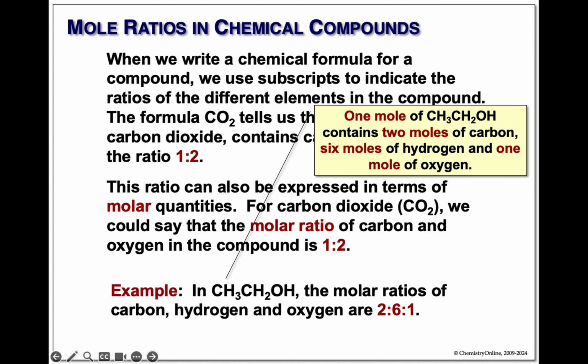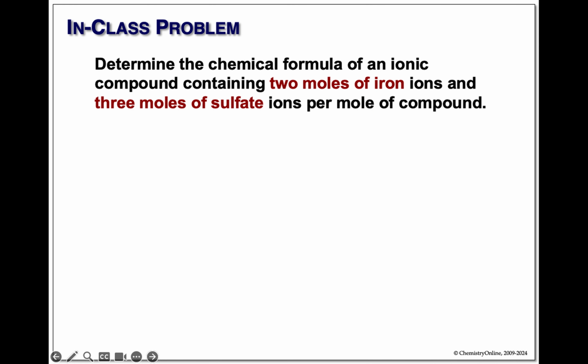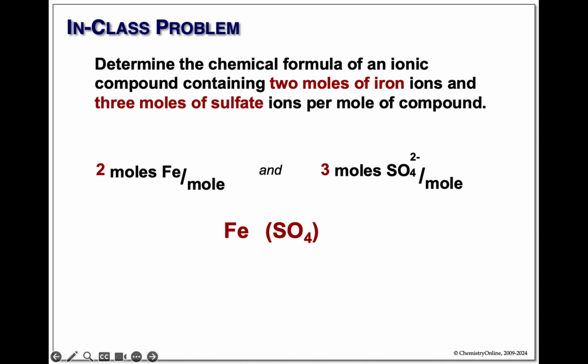Here we have a compound. 2 moles of iron, 3 moles of sulfate. What's the formula? Let's just take our iron and our sulfate, put it down. Now we have 2 moles of iron. We have 3 moles of sulfate. Exam is coming up. What would you name this guy?